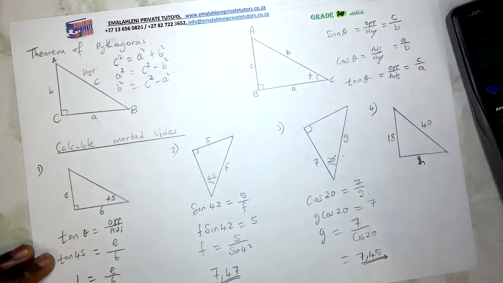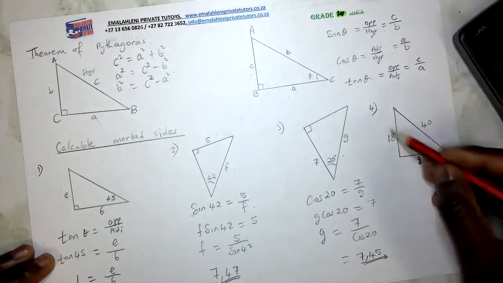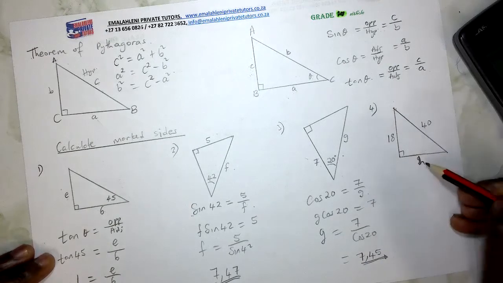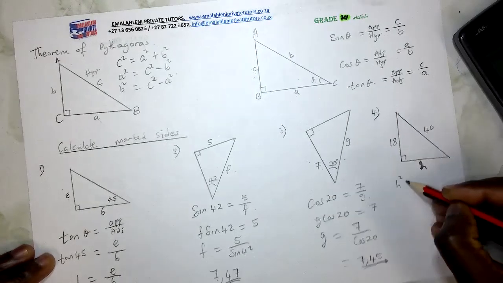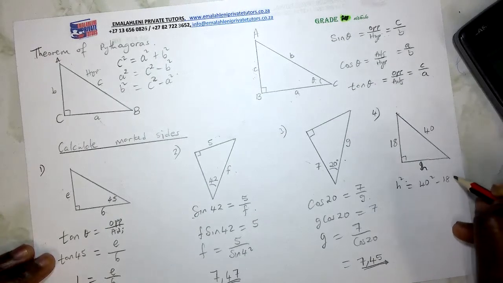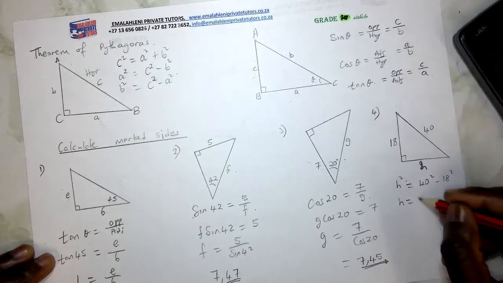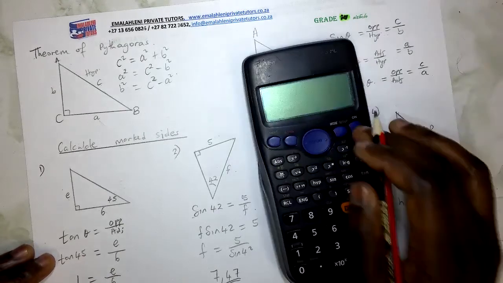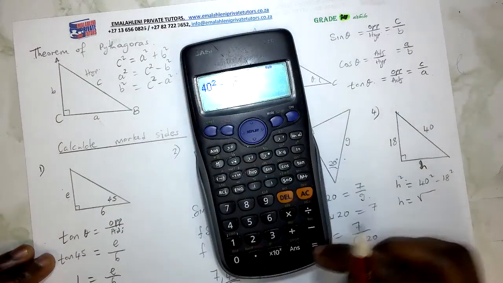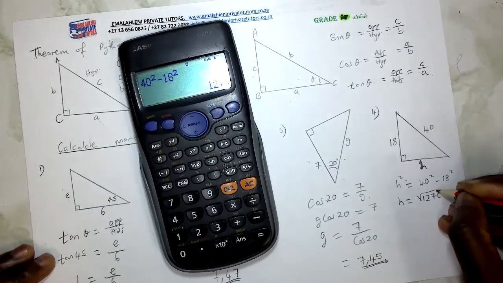Now here, how would we get this H? We know that this is a right angle, and we are given the bigger side, and we are looking for the smaller side. So we know that H squared is going to be equal to 40 squared minus 18 squared. Then H is going to be equal to the root of what we get there. So if we say 40 squared minus 18 squared, what do we get? We get 1,276.